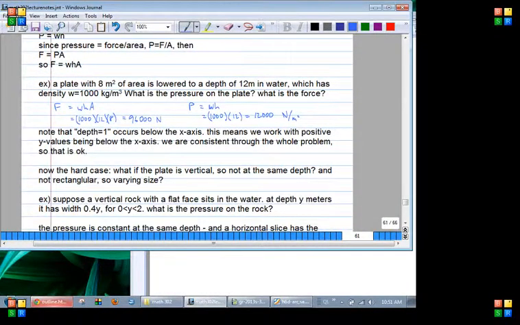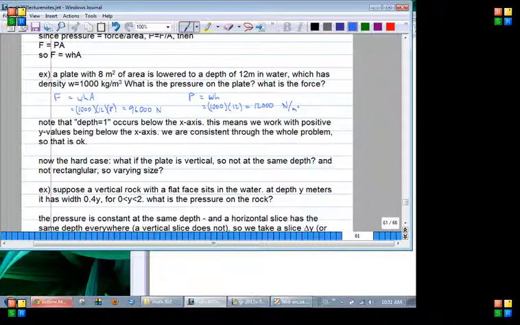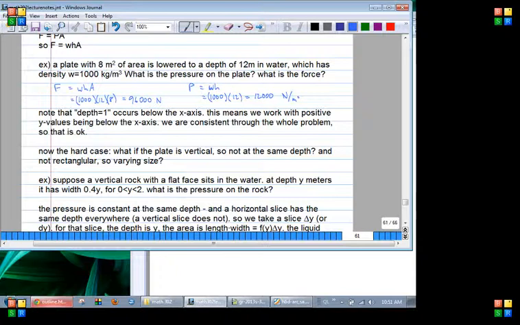So pressure is constant at the same depth. So if we want to have something that's at the same depth, we take a horizontal slice. And of course, horizontal slices are defined by us by saying that's delta y or dy. So for that slice, what is the pressure? Let's put it all together.